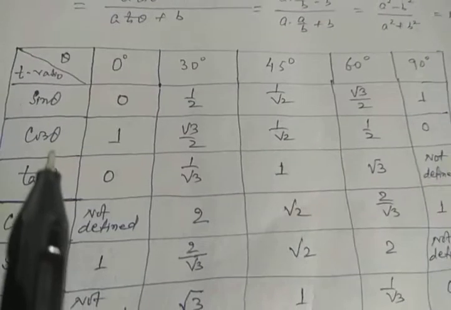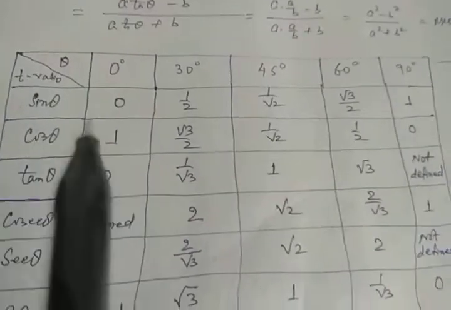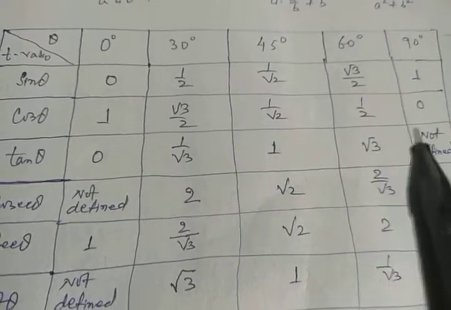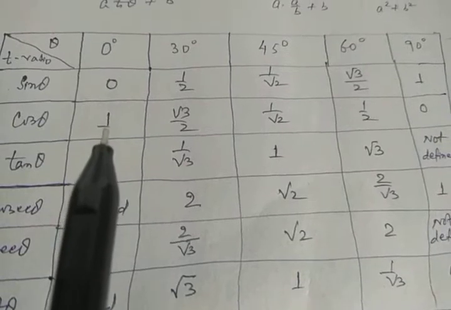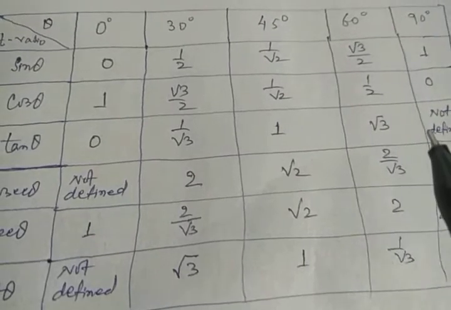Now, what is the value for cos theta? Just see, cos 0 is 1. If you want to remember, there is only one trick. Just remember the values of sine theta. Now, cos theta is just in reverse order. Just see: 1 is here, root 3 by 2, 1 by root 2, 1 by 2, and 0. Is it clear? In the reverse order, we have mentioned the values of sine theta. And if you divide sine by cos, this is called tan theta.